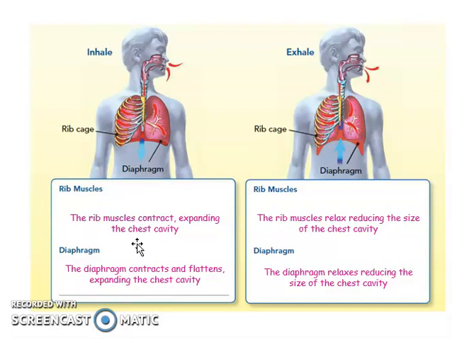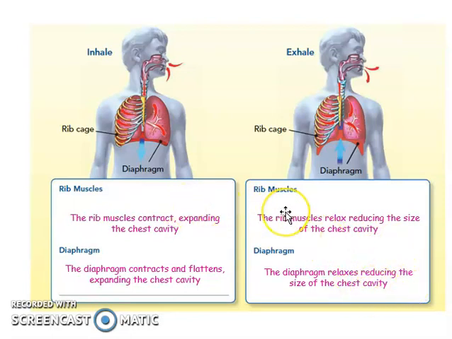So if you observe, the diaphragm is flattened now when you inhale. But when you exhale, okay, when you exhale, the rib muscles relax. Again, try to hold your chest again. And then when you exhale, you can feel that the muscles in the rib are relaxing. The size of the chest cavity is lessened also. Now the diaphragm relaxes also, reducing the size of the chest cavity.